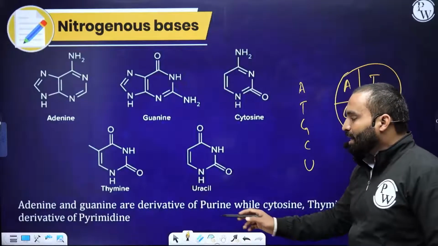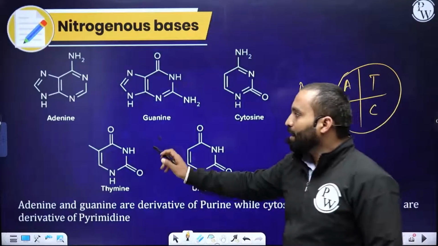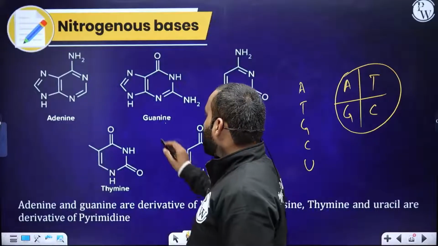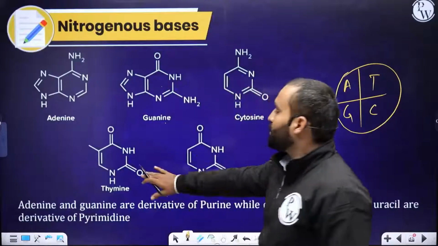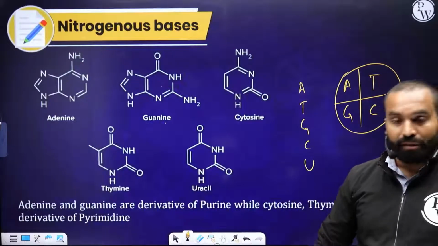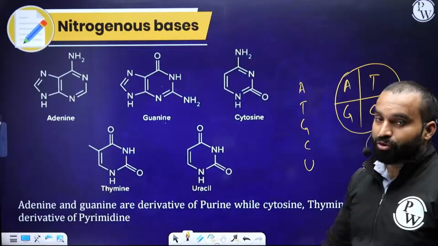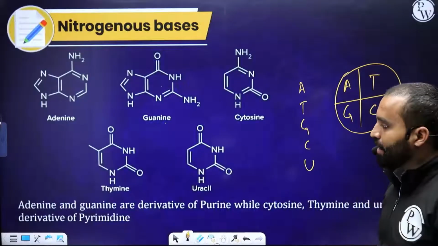So adenine and guanine, these are the derivatives of purine because they have two rings in them. These are purine bases, and 1, 2, 3, these are pyrimidine bases. They may ask you this question to draw their structures also. You should have those on your tips.